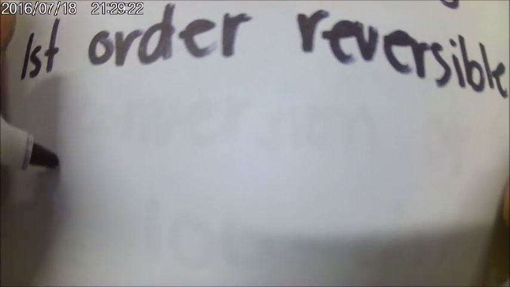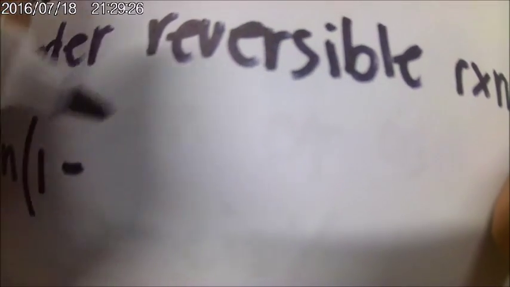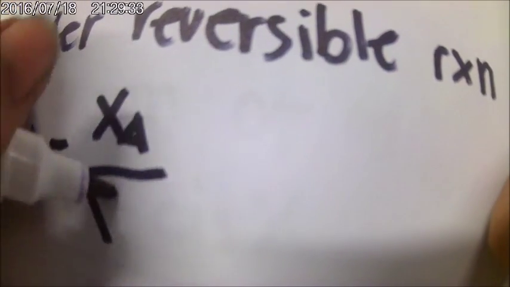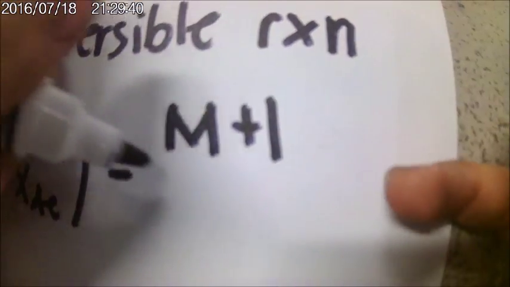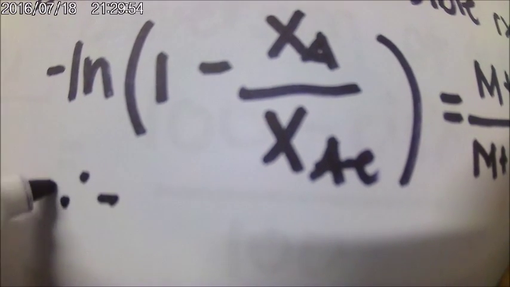So for a first order reversible reaction, we have an equation which is negative ln of (1 minus XA over XAE) equals (M plus 1) over (M plus XAE) times k1 t. So how is this equation derived?